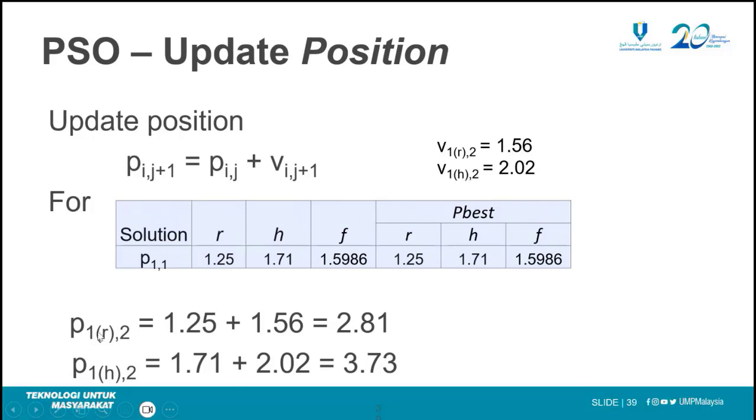Then we replace P1R into this formula. This is the original P value, 1.25. Now we are calculating for R: the original value 1.25, plus the new velocity calculated earlier, 1.56. The same thing is done for H: we calculate from 1.71 plus the V value. So we will get the values for R and H for our new iteration.